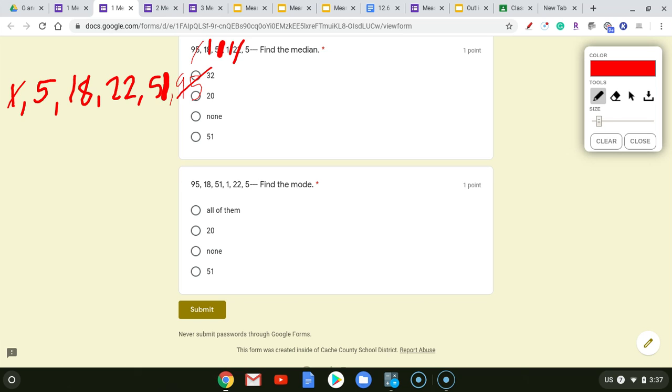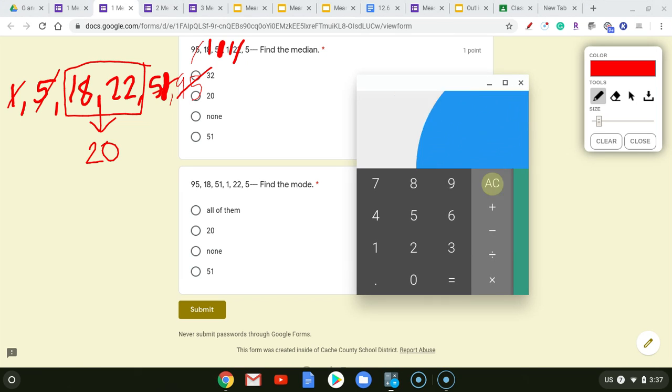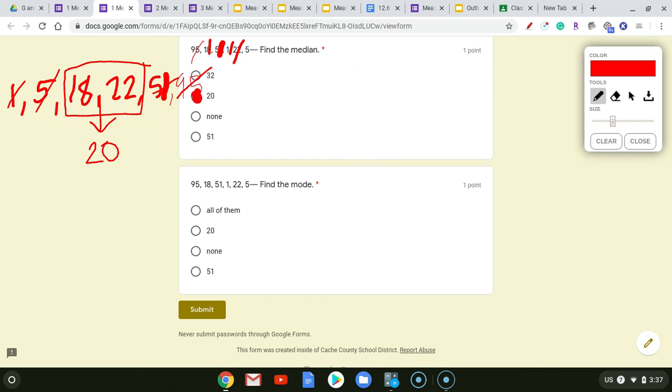Okay, now I'm going to cross them off. So 95 and 1 is gone. 51 and 5 is gone, leaving me with these 2 in the middle. Now, if I have 2 numbers in the middle for the median, I then need to find the middle of that middle. So what's exactly between 18 and 22? I can visualize 20, or I can find the mean of those 2 numbers by adding and dividing by 2. So I added the 2 numbers, and that gave me 20 as well. So my answer is 20 is my median.